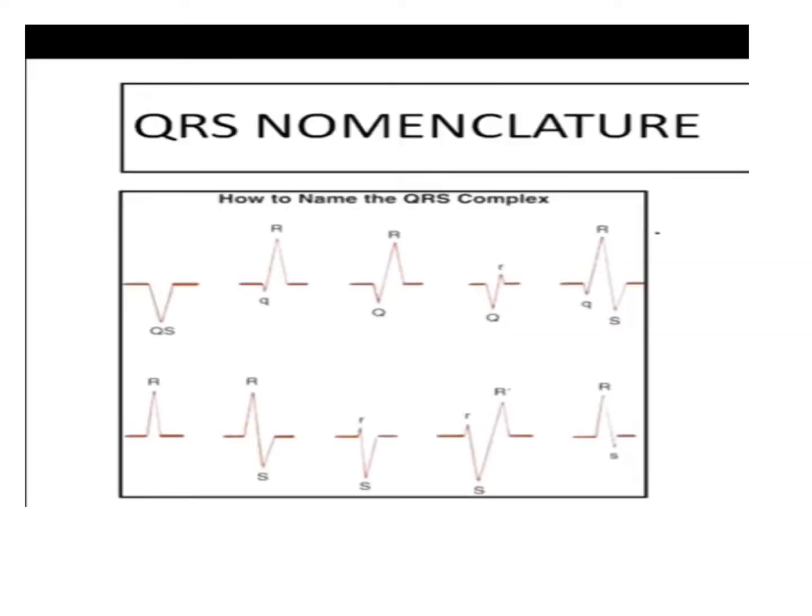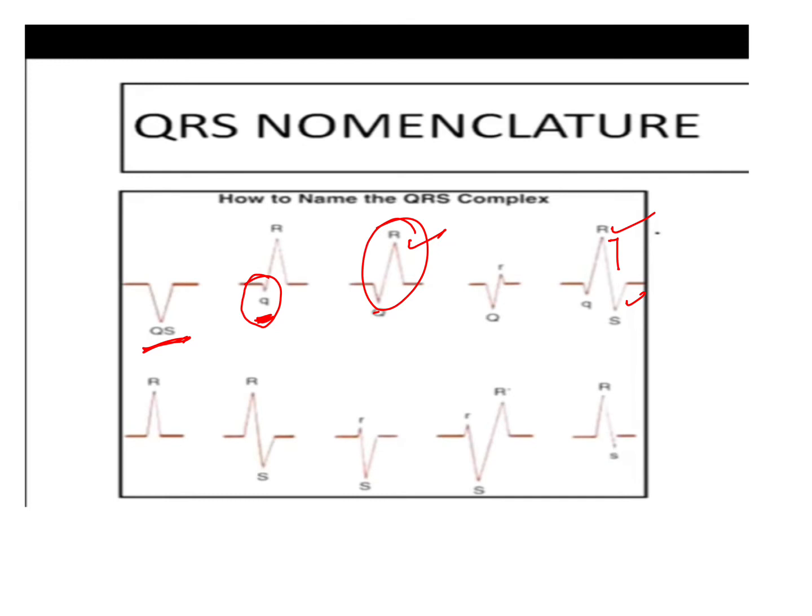Coming to the QRS nomenclature, the first negative deflection in the QRS complex is the Q wave, or we can say any negative deflection which comes before the R wave is the Q wave. The first positive deflection in the QRS complex is the R wave, or we can say the first positive deflection after a negative deflection is the R wave. Any negative deflection after the R wave we call the S wave, or we can say the second negative deflection in the QRS complex is the S wave. In this picture we don't see any R wave, so we call it a QS complex.